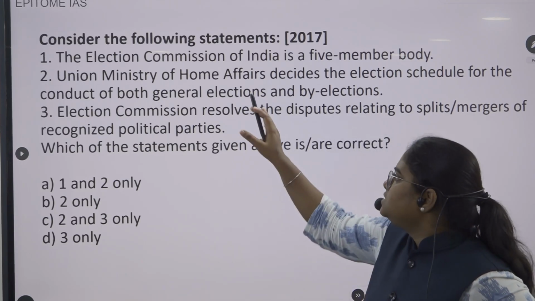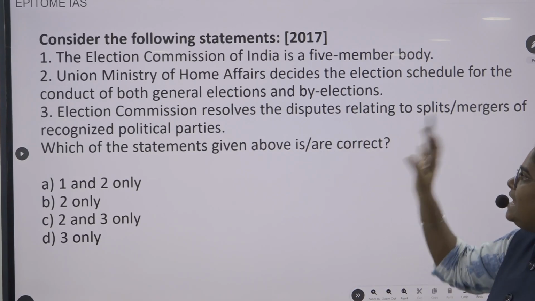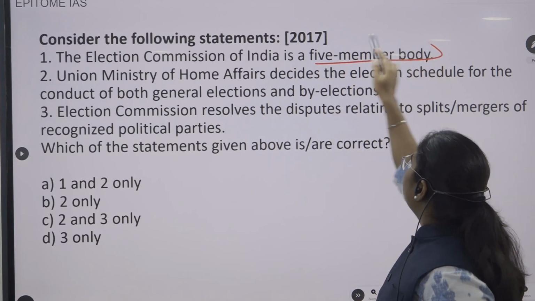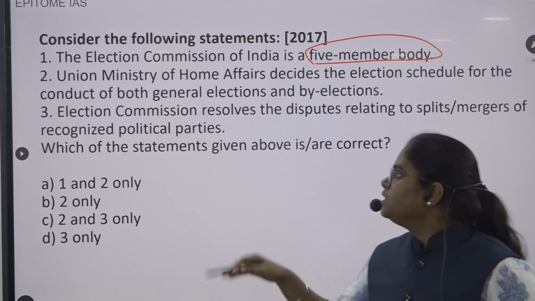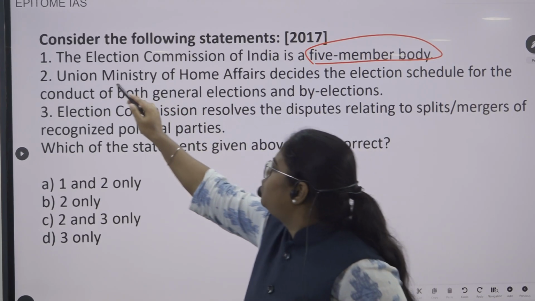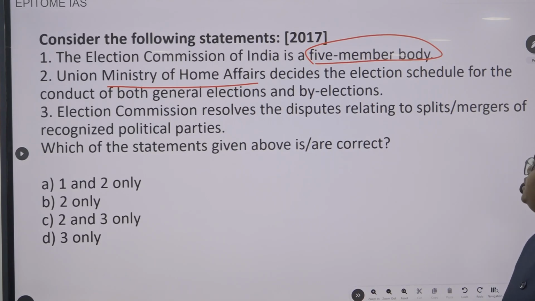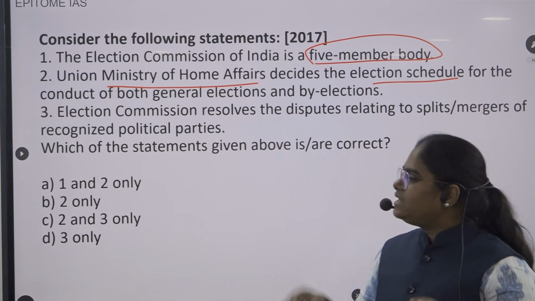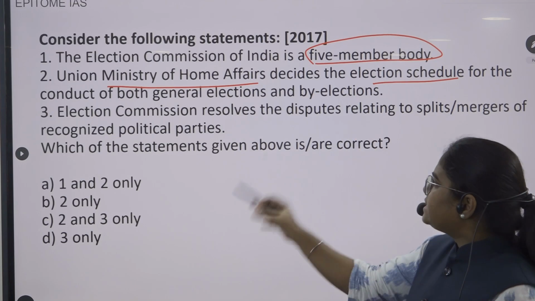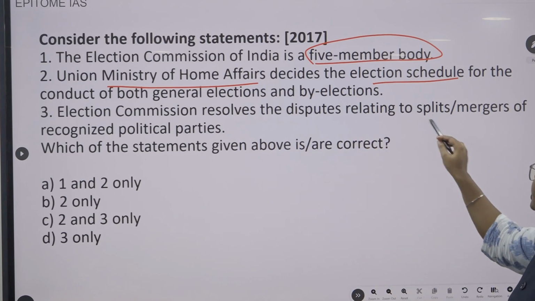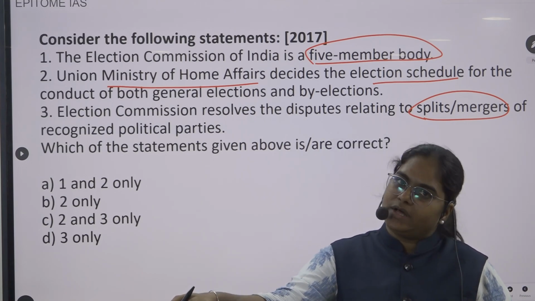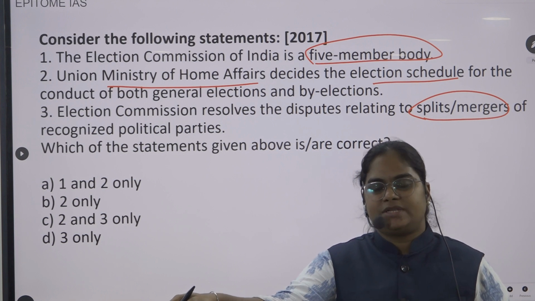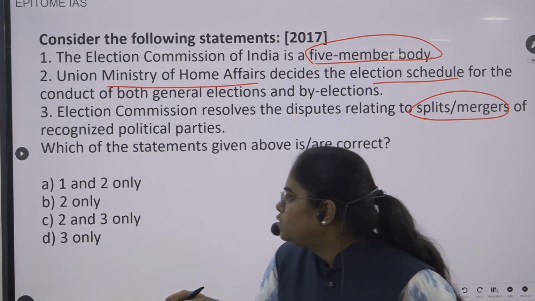Okay, then consider the following statements. Statement 1, the Election Commission of India is a 5-member body. You have to tell me whether this statement is right or wrong. Statement 2, Union Ministry of Home Affairs decides the election schedule for the conduct of general elections and by-elections. Statement 3, Election Commission resolves the disputes relating to the splits and mergers of the recognized political party. Again, try to answer this question yourself before seeing the explanation. So now let us go to the explanation.